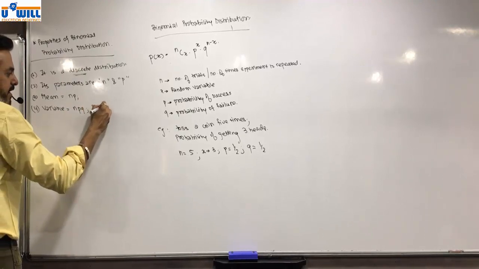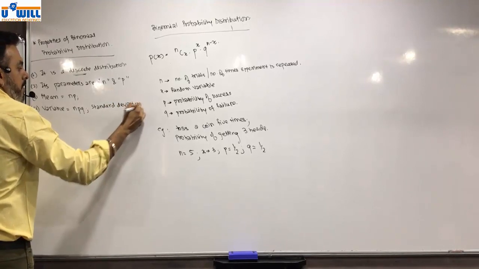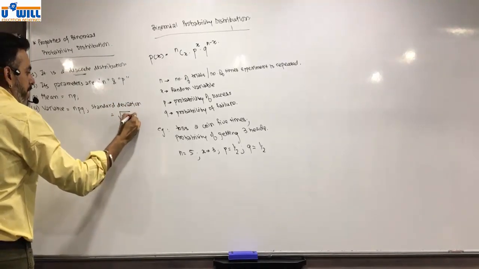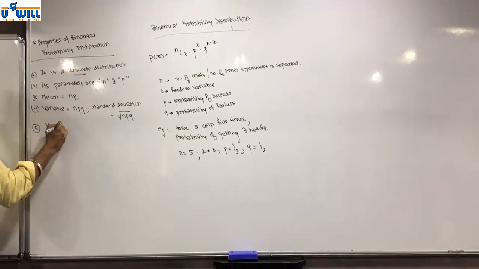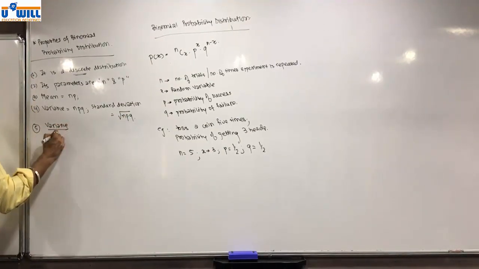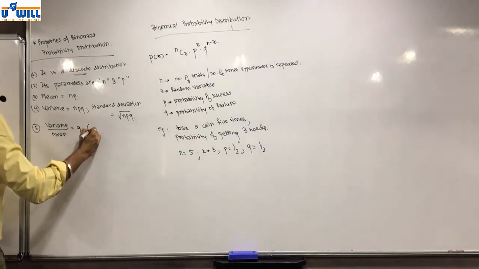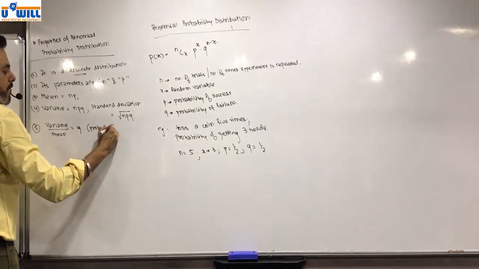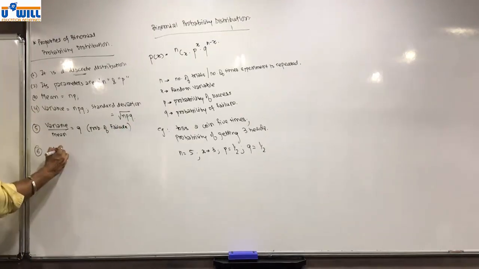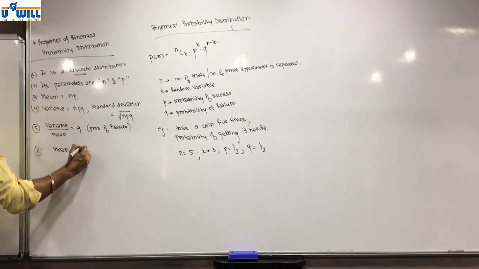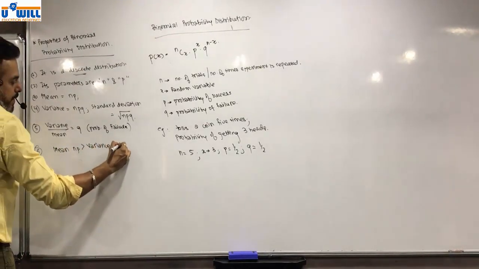So standard deviation is equal to under root npq. Variance upon mean is always equal to q. That is probability of failure. Mean np will always be greater than variance npq.